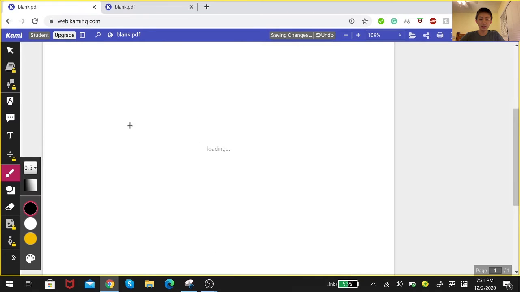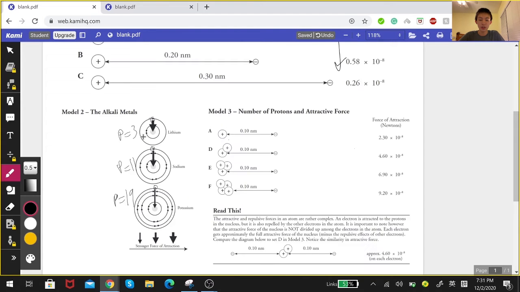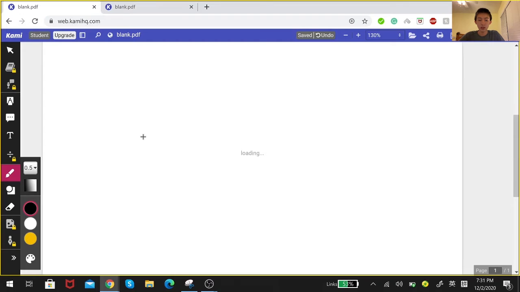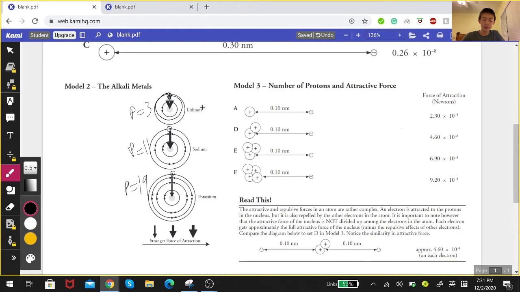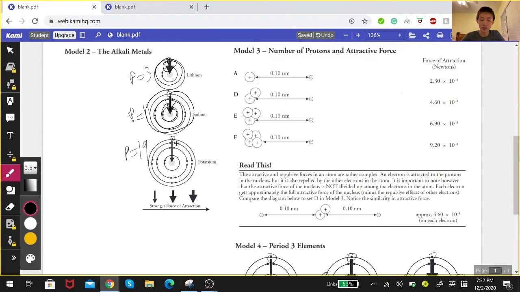Alright, and here's the visualization. As you can see, this one has one layer of shells, and the attraction is the biggest. This one has two layers. No, actually three, but two outside. And you can see that the attraction is smaller. And now this one, having the most layers, has the smallest attraction.